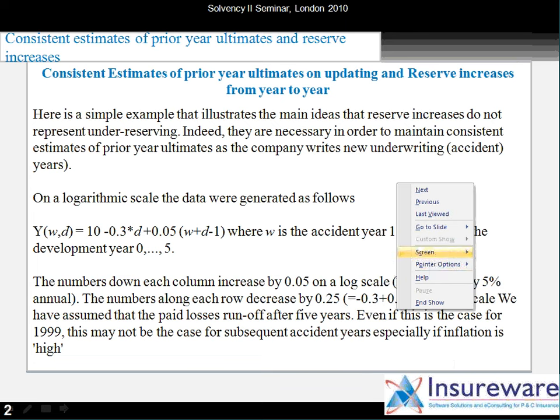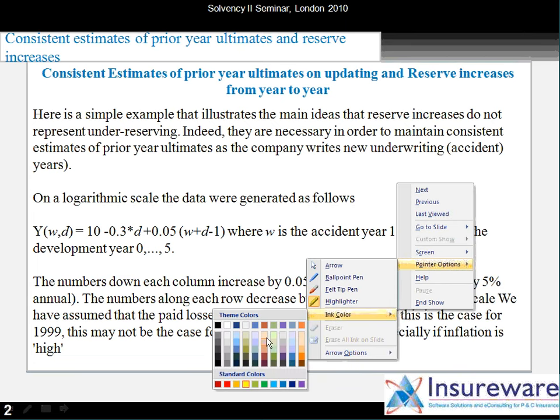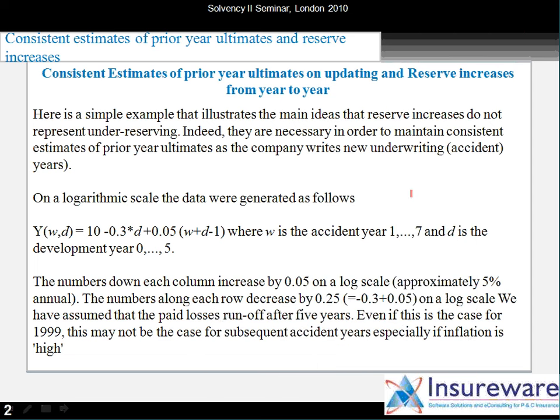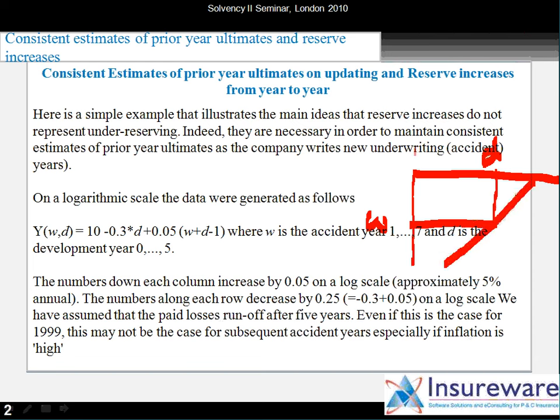Let's suppose that W represents the accident year, D is the development year. So if you have a cell in accident year W and the corresponding development year is D, then the calendar year is actually, we start off with development year 0, the calendar year is W plus D minus 1.